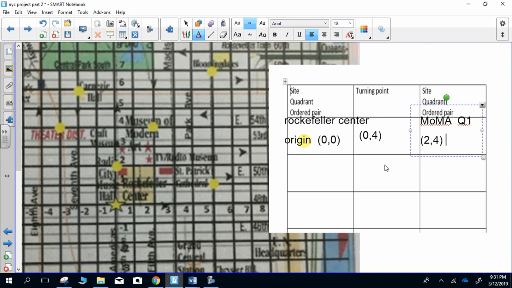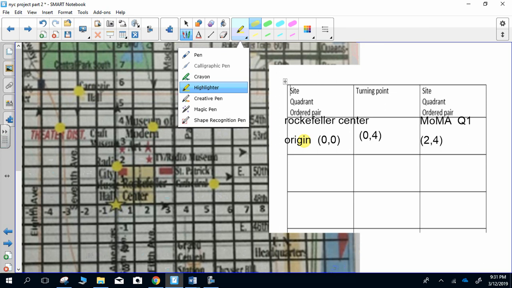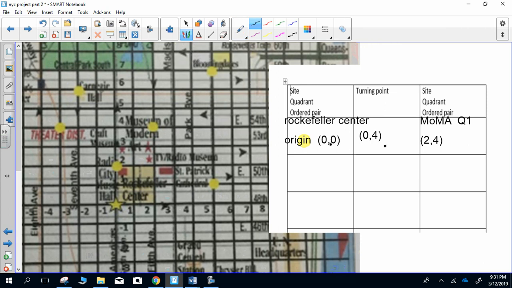Okay. So now I need to remember about how I do that absolute value equation. So the first thing I'm going to look at is, are they in the same quadrant or different quadrants? They're in the same quadrant. So since they are in the same quadrant, I'm going to subtract. So I'm going to do the absolute value of 4 minus the absolute value of 0. And that gives me a distance from here to here of 4 units.